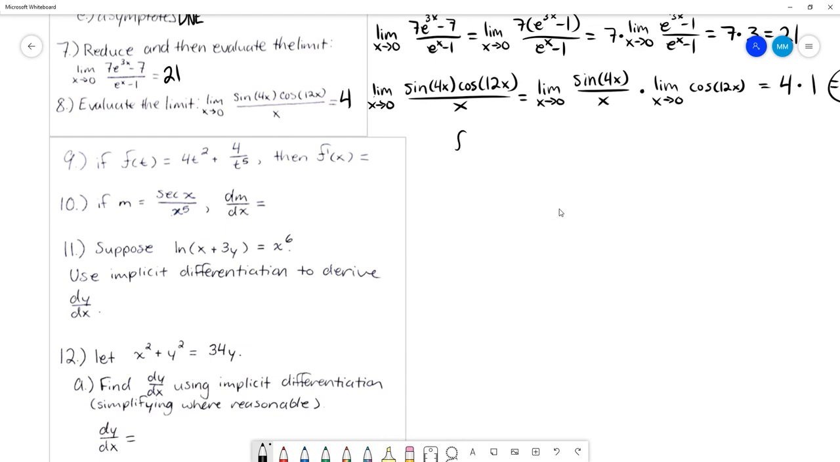Next, they tell us that if f of x equals 4t squared plus 4 over t to the 5th, what is the derivative of f of x? So f prime of x. Well, first I can do that power rule, so it's going to be 8t. And then this is also power rule, but remember this is t to the negative 5th. So I'm going to multiply by negative 5, so I'm going to get minus 20. And I'm going to subtract 1 from the exponent, so instead of t to the negative 5th, it's going to be t to the negative 6th, or in the denominator, t to the 6th.